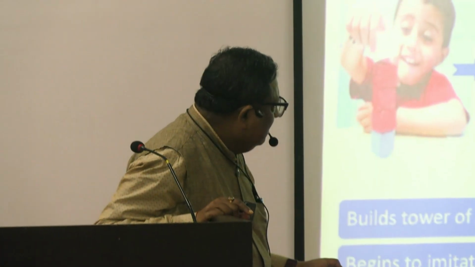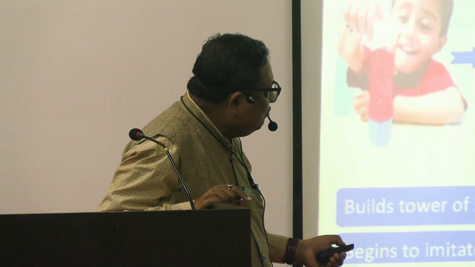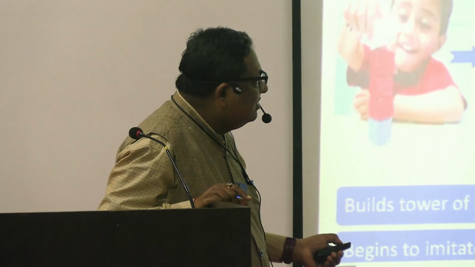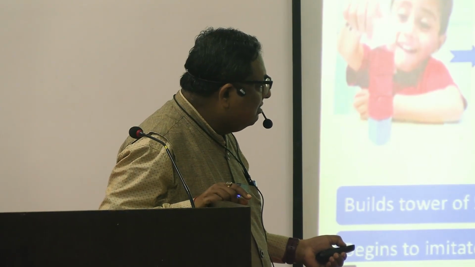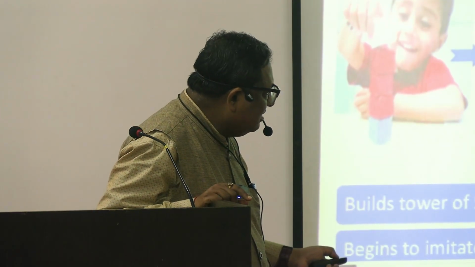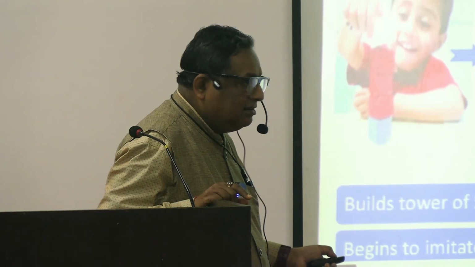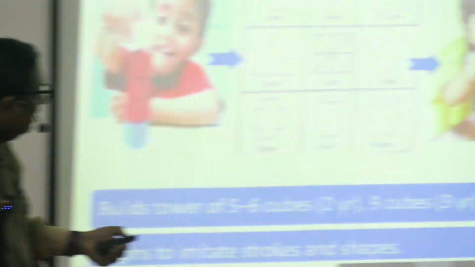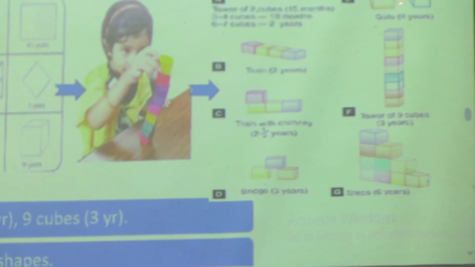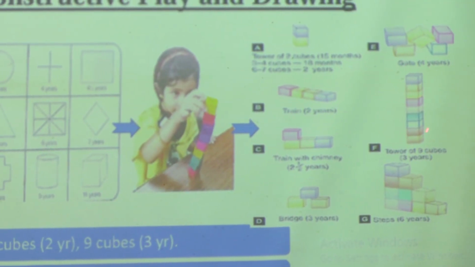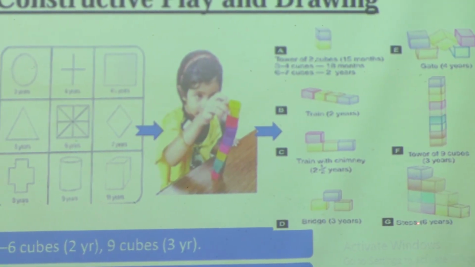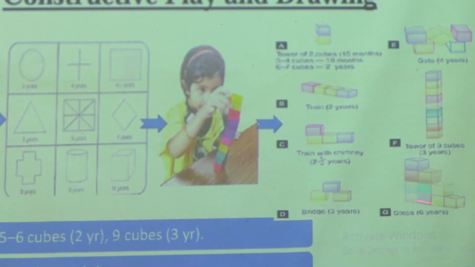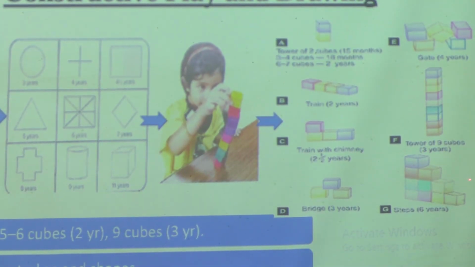See, at 2.5 years, a train with a chimney. This chimney, whether he can make it or not. At 3 years, he can make a bridge. Understand? So you have to remember this. At 4 years, a gate. Tower of 9 cubes at 3 years. Steps at 6 years. Like this, you will make steps at 6 years of age.